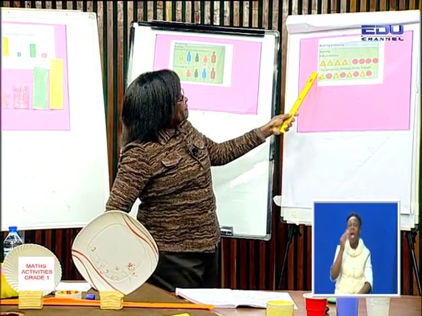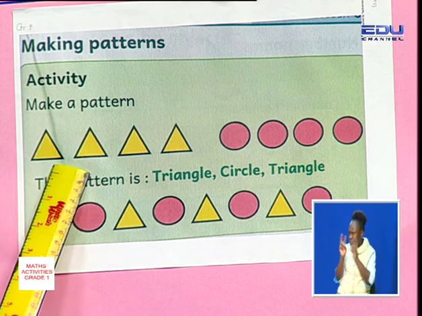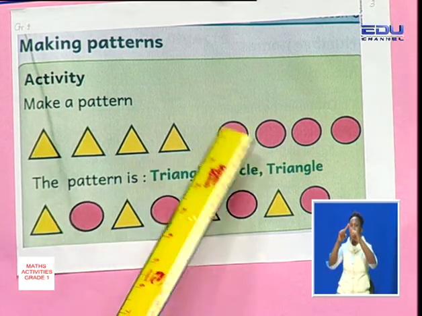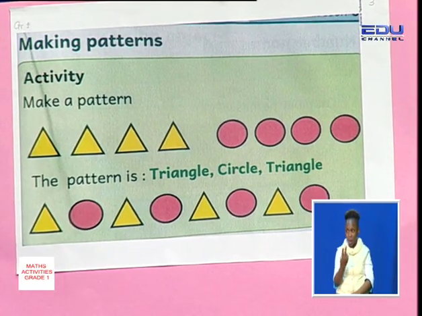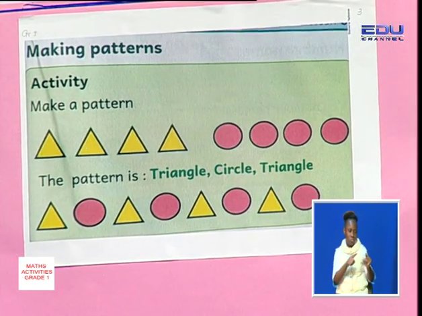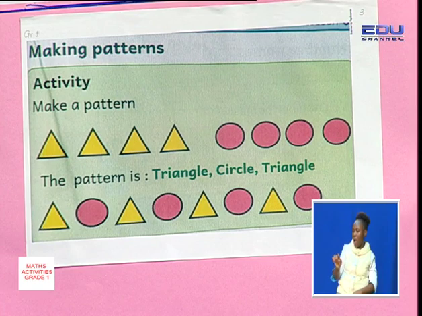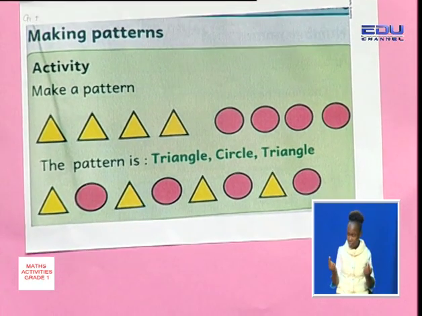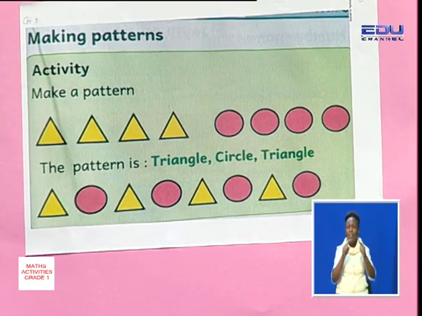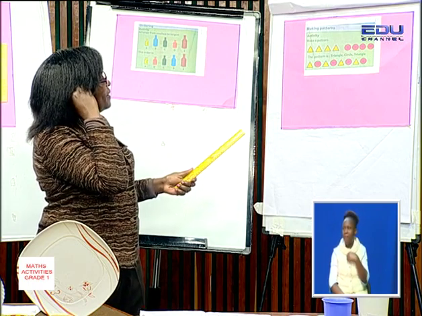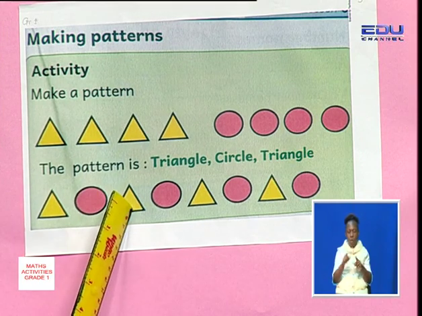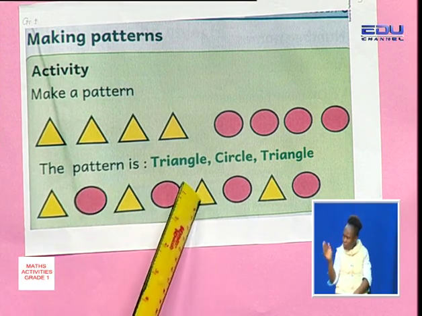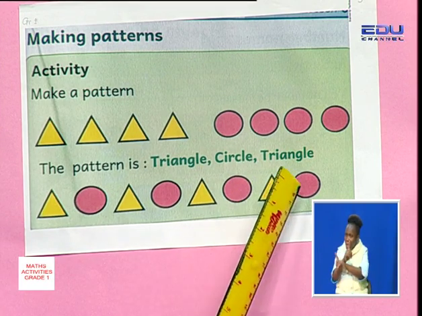On my chart here, I have the triangle and circles. I have four triangles and four circles. With the triangles and the circles, I have made a pattern. And the pattern goes, I have one triangle, circle, one triangle, circle, one triangle, circle, one triangle, circle.